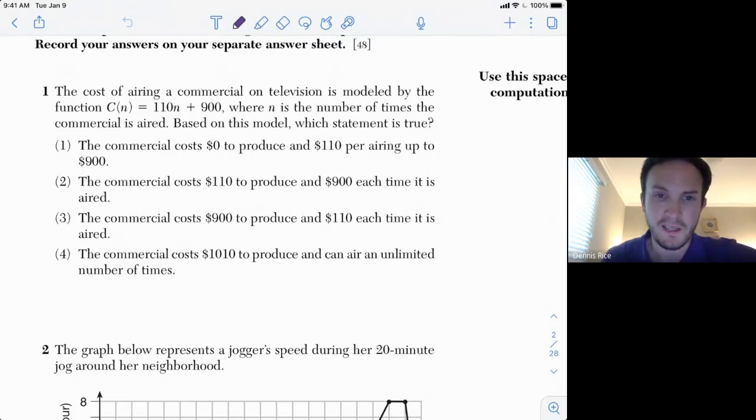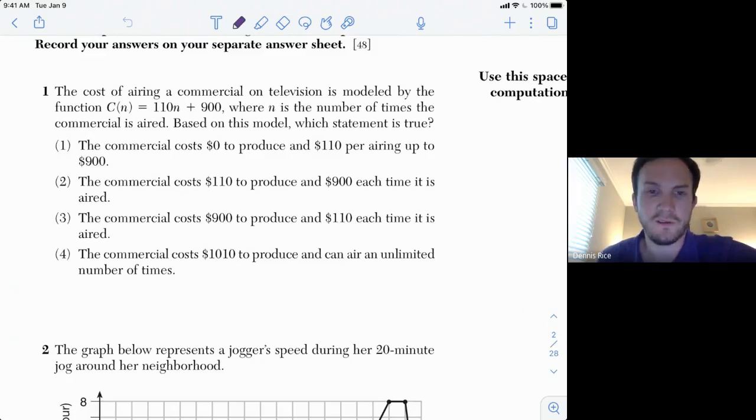So in this case, it says airing a commercial on TV. N is how many times the commercial is aired. What do we think here for choice one? I'll give you a few seconds to look it over. So when we think about slope and y-intercept for problems like this, y-intercept is going to be some starting amount, like the flat out fee, the deposit, whereas the slope is going to be something that's reoccurring. What do we think for number one?